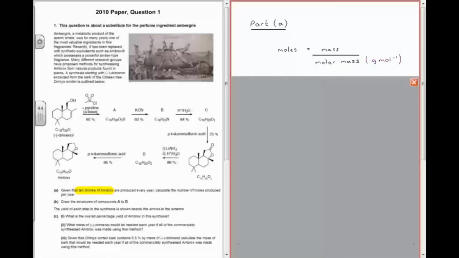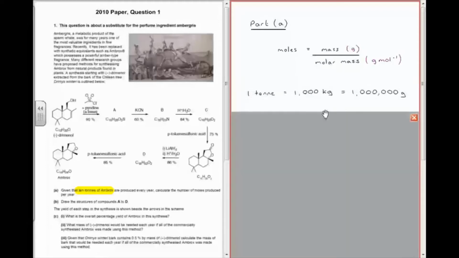Therefore, when using this equation, in order to make sure that our units cancel out appropriately, we need to make sure that the mass of the substance is given in grams. In this question, we're given the mass of ambrox as 10 tons, and so we need to convert a mass of 10 tons into a mass in grams. Now, 1 ton of something is equal to 1,000 kilograms, which in turn is equal to 1,000,000 grams. And so in order to convert a mass in tons into a mass in grams, we need to multiply by a factor of 1,000,000.